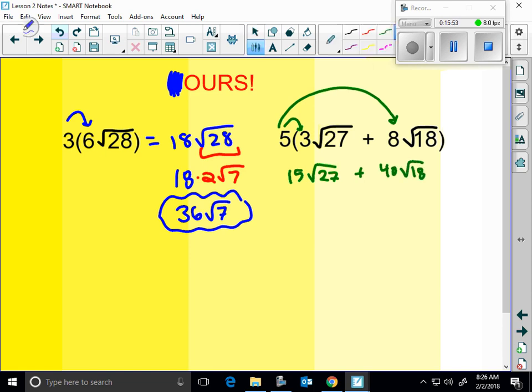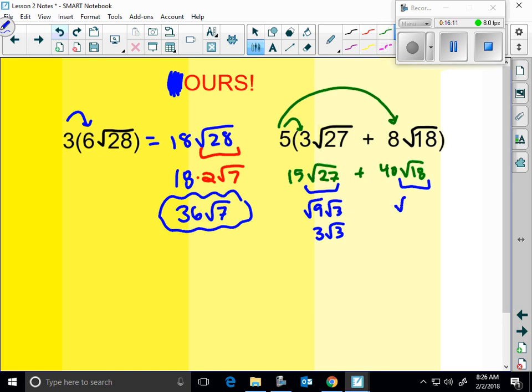Somebody out there with some simplification skills, what is the square root of 27 simplified? Square root 9, square root 3, right? So that'd be square root 9, square root 3, which would be 3 square root 3. How about square root 18?